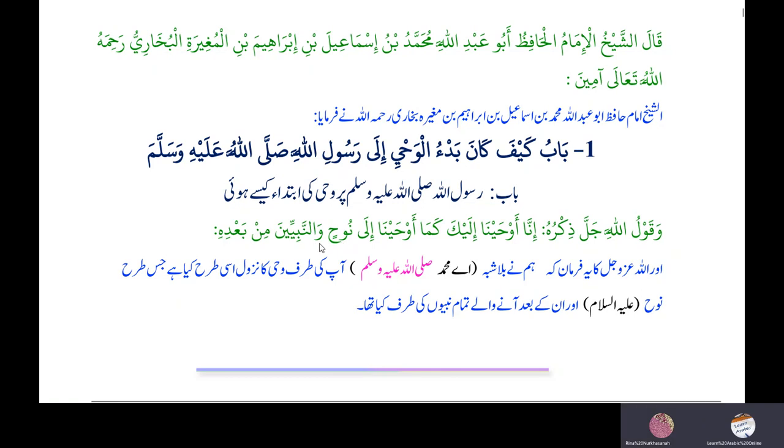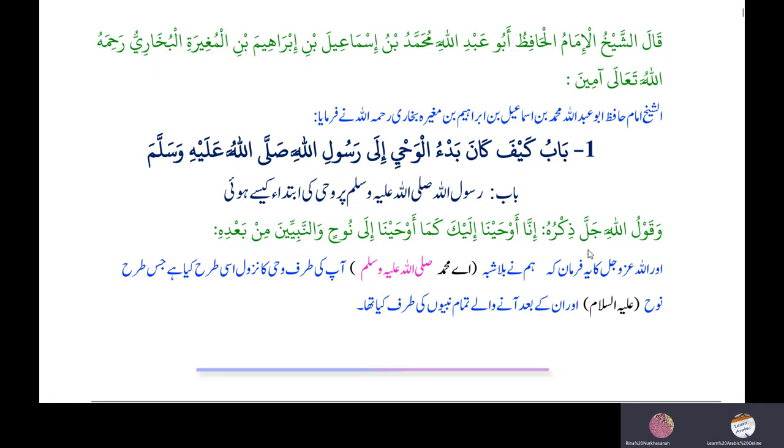Wa means and. Nabiyyin, prophets. It is a plural word. Min, we will not use the meaning of the word min because it is a grammatical thing which you will study later, so just ignore the meaning of this word. Ba'dihi, after him.